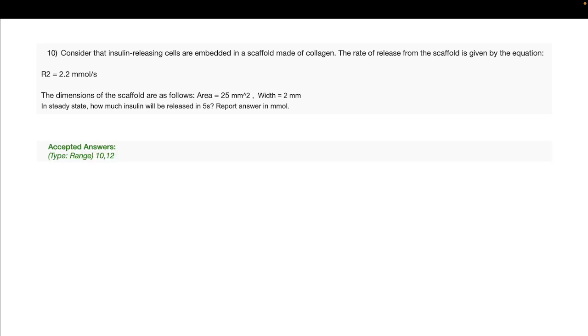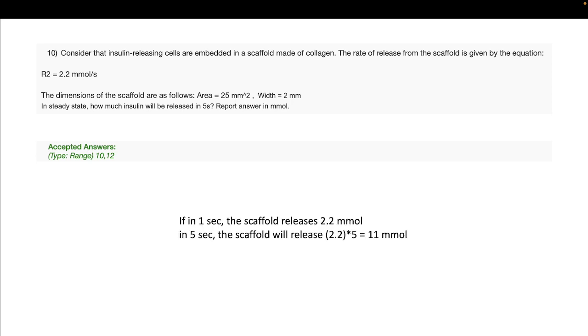Let's look at the solution. So typically for these numerical based questions, you'll have a range where your answer can fall in between this given range. If it's in this given range, it will be considered correct. So the right answer is 11 millimole, because the question is telling us that there is a scaffold made of collagen in which insulin releasing cells are embedded, and there is a certain rate at which insulin is released from the scaffold, which is 2.2 millimole per second. That is 2.2 millimoles of insulin is getting released per second.